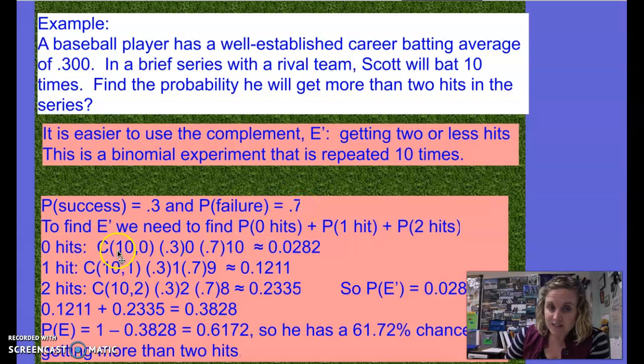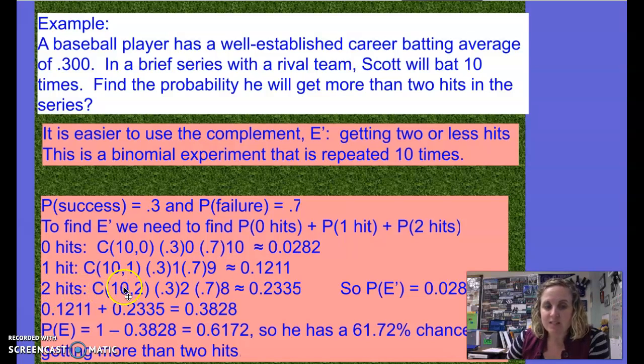To get 0 hits, we have 10 choose 0. These should be exponents. 0.3 to the 0, 0.7 to the 10, because he would fail 10 times. The probability of getting 0 hits is 0.02, or just under 3%. The probability of getting 1 hit, 10 choose 1, 0.3 to the power of 1, 0.7 to the power of 9. We put all those together, we have 0.1211, or about 12% of getting 1 hit.